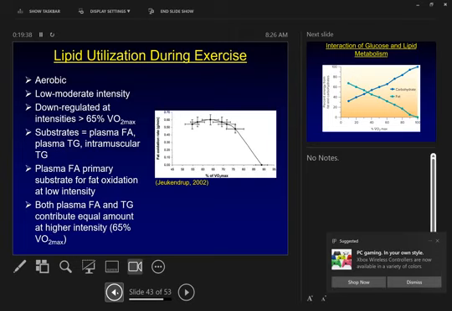But the takeaway, very simply, is that as we increase exercise intensity towards 100% of VO2 max, our use of fat as an energy substrate falls. At any given intensity, the longer you go, fat use goes up. And on the other side, as intensity increases, fat use will fall.